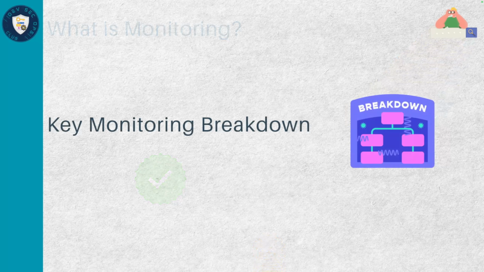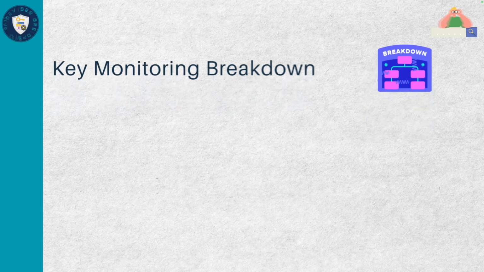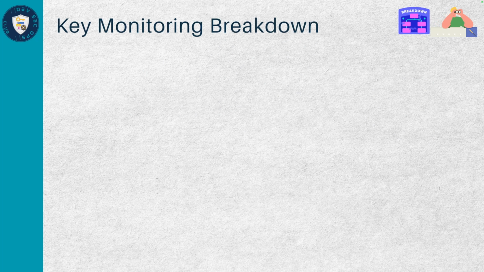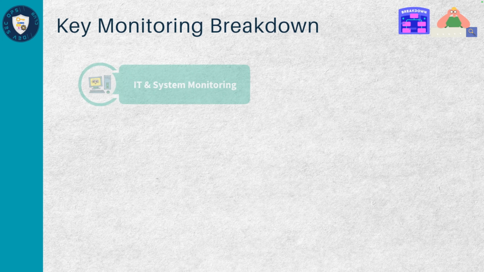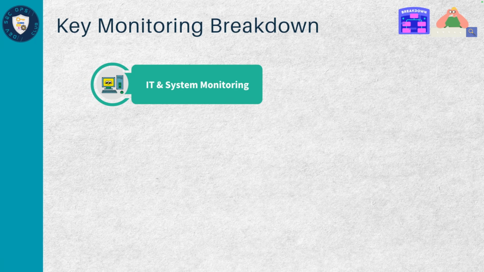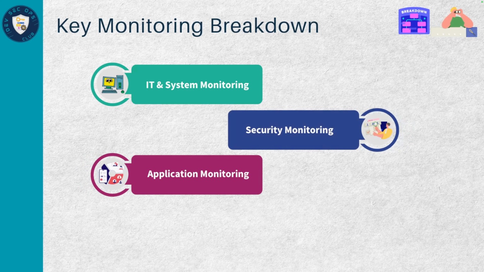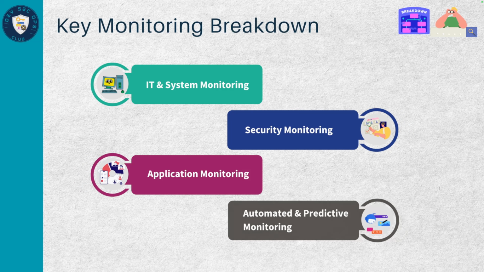Monitoring isn't a one-size-fits-all approach. Monitoring in IT goes beyond just CPU and memory usage. It covers multiple specialized areas such as IT and system monitoring, application monitoring, security monitoring, and automated and predictive monitoring, which is AI-based and very popular nowadays. This breakdown is completely based on my personal experience. Each plays a vital role in ensuring different aspects of system health and performance. Now let's explore them one by one.